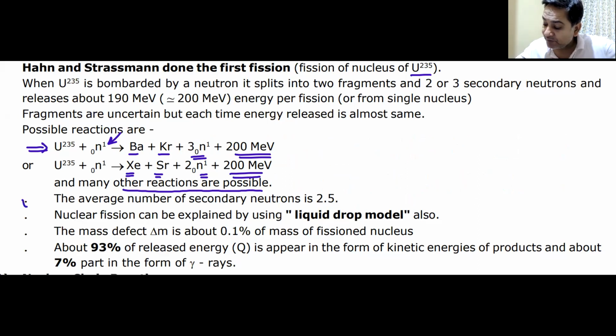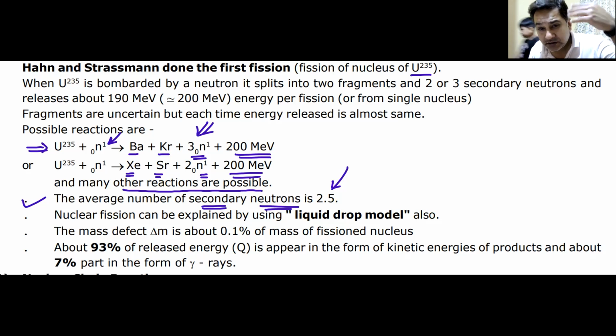They found out the average number of secondary neutrons. What do you mean by secondary neutron? The neutrons that are produced by the reaction are known as secondary neutrons. So one neutron, I bombarded it, but the end result after the reaction, I am getting 2, sometimes 3. The average value is 2.5. There are many reactions which are possible. Now these 2 or 3 neutrons, it cannot be 2.5 neutrons, can be used to bombard other uranium U-235, and that is how you get a chain reaction.